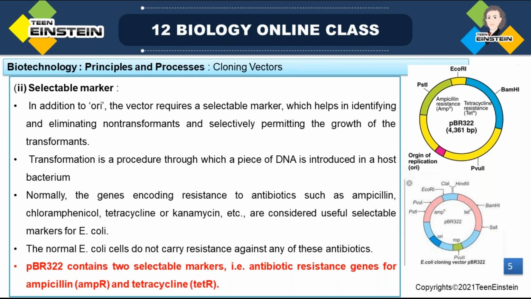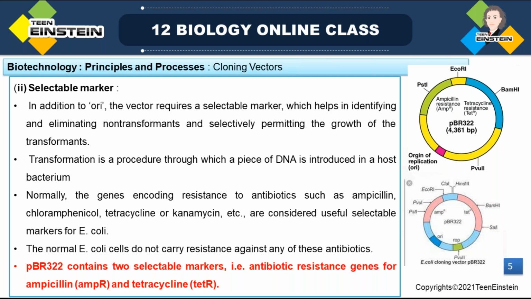Then why are we using these antibiotic resistant genes as a selectable marker in E. coli? Do you know why we are using these antibiotics? What is the purpose of using these antibiotic resistant genes as selectable markers in E. coli?